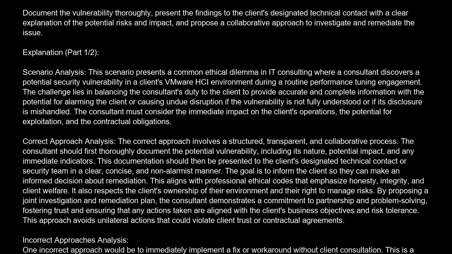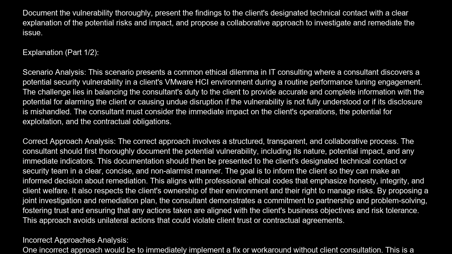The challenge lies in balancing the consultant's duty to the client to provide accurate and complete information with the potential for alarming the client or causing undue disruption if the vulnerability is not fully understood or if its disclosure is mishandled. The consultant must consider the immediate impact on the client's operations, the potential for exploitation, and the contractual obligations. Correct approach analysis. The correct approach involves a structured, transparent, and collaborative process.